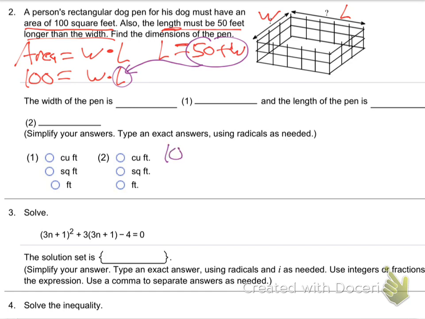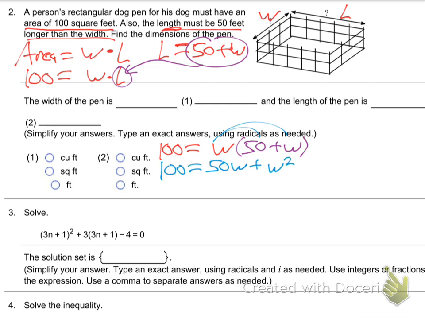So let me bring it down here. 100 is width times length. What's length? 50 plus W. Okay, let's take it from there. Distribute. 100 is 50W plus W squared.